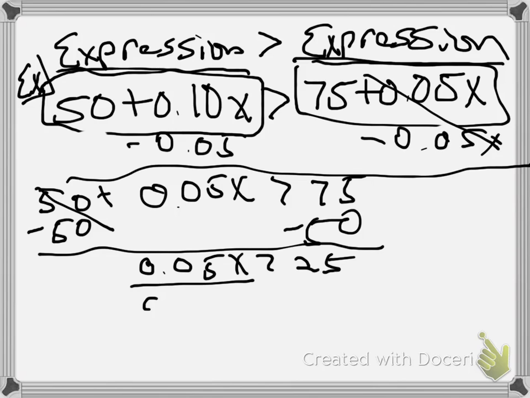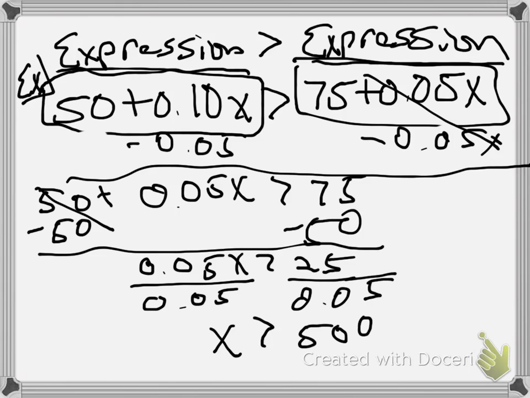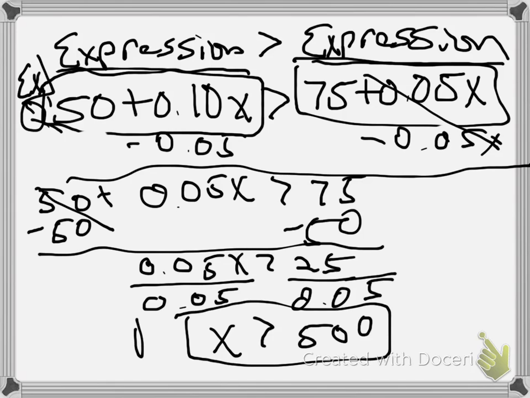And finally divide by 0.05. If you do that calculation, 25 divided by 0.05, it says that the X values have to be greater than 500. So what does that tell us? That tells us the answer to our question. The question was: when is the expression on the left greater than the expression on the right? Here's the answer: when you go over 500 minutes over your limit.